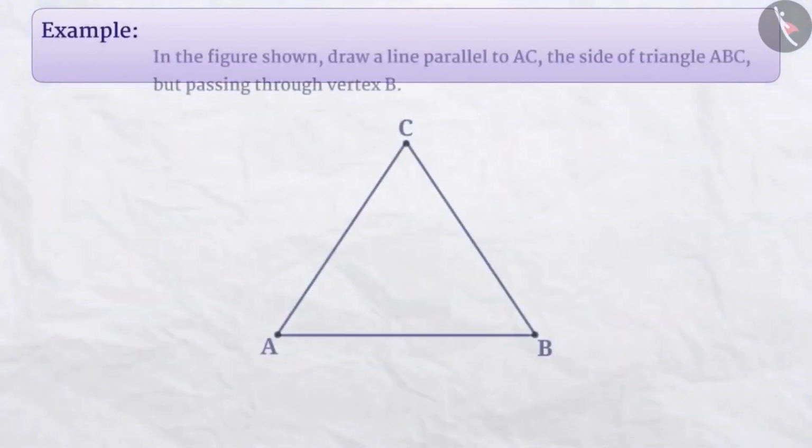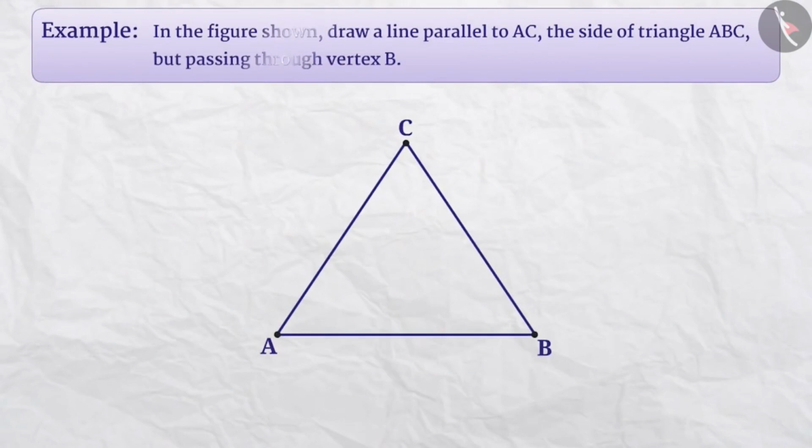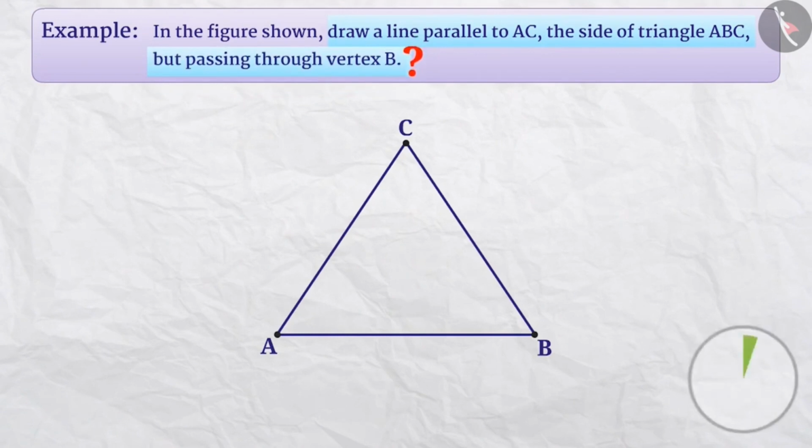Next example. In the given figure, draw a line parallel to side AC of triangle ABC but passing through point B. We have to construct a line parallel to side AC of triangle ABC but passing through point B. Can you tell us how can we do that? Think for a while.